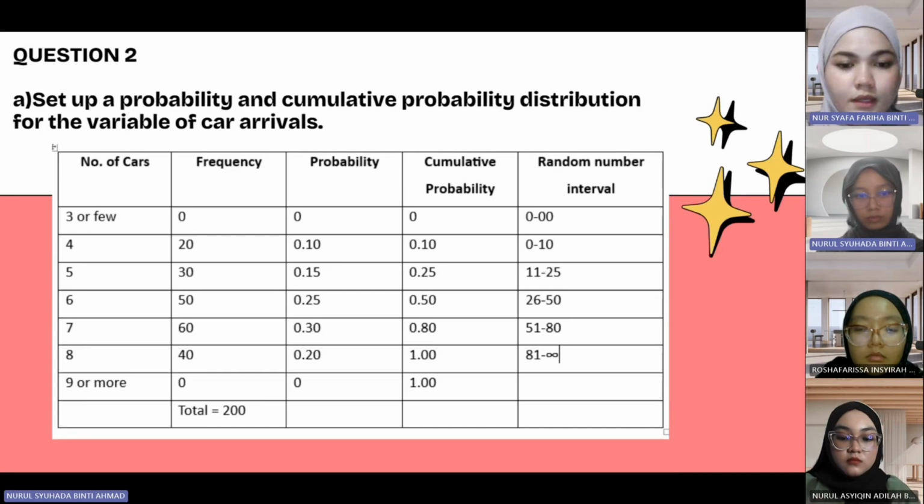And the third one is calculate the probabilities. So for calculate the probability of each number of car arriving is actually by dividing the frequency by the total number of observation, which is 200 hours. For example, the probability of 5 car is 50 divided by 200, so the equal is 0.15.